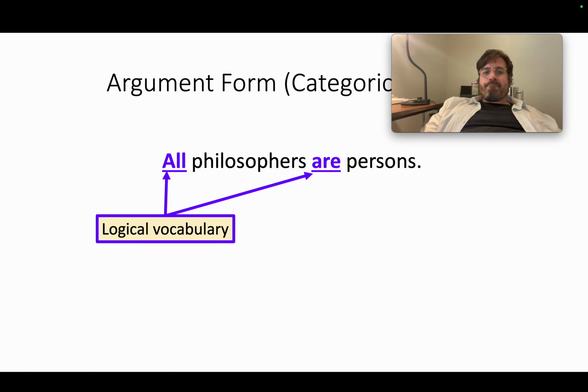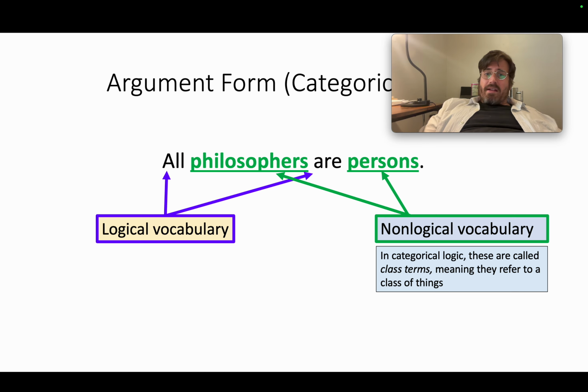All and are known as logical vocabulary because they are easily picked up or flagged as the parts of a formal argument. All is our quantifier. It lets us know we're dealing with something universal, right? And then are is our copula, our verb to be, which is the part of the sentence that separates but conjoins the subject class with the predicate class.